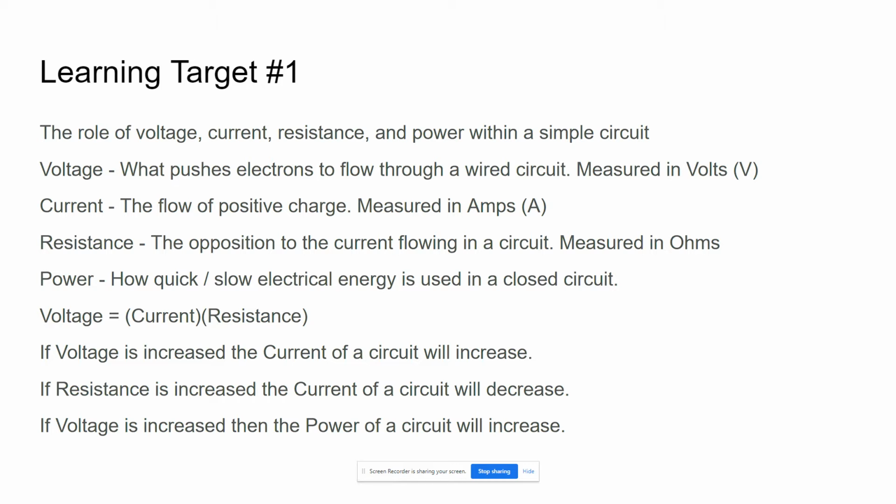Power is how quick or slow electrical energy is used in a closed circuit. Ohm's law is voltage equals current times resistance. So if voltage is increased, the current of a circuit will increase. If resistance is increased, the current of a circuit will decrease. If voltage is increased, then the power of the circuit will increase.